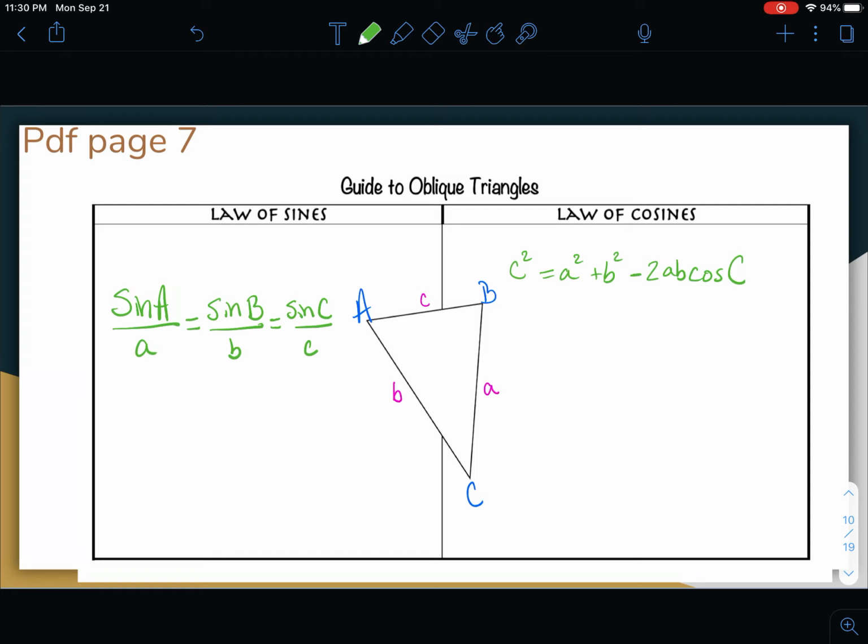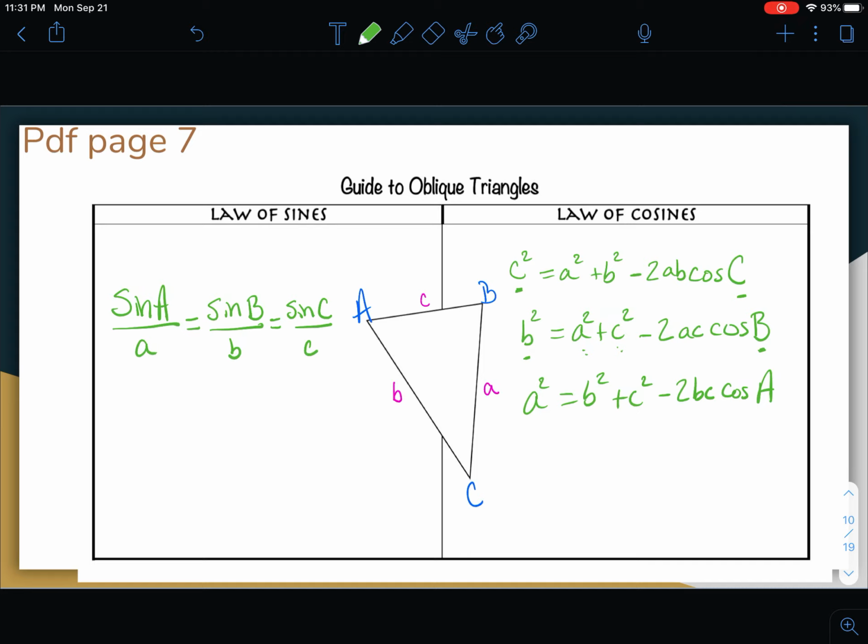Now this follows for all three of the different angles, so we can also say side B squared equals A squared plus C squared. Notice these are the other two sides I didn't use. Minus 2 times these two sides, AC, cosine of angle B. And then we have side A squared equals the other two sides, B squared plus C squared minus 2BC cosine of angle A.